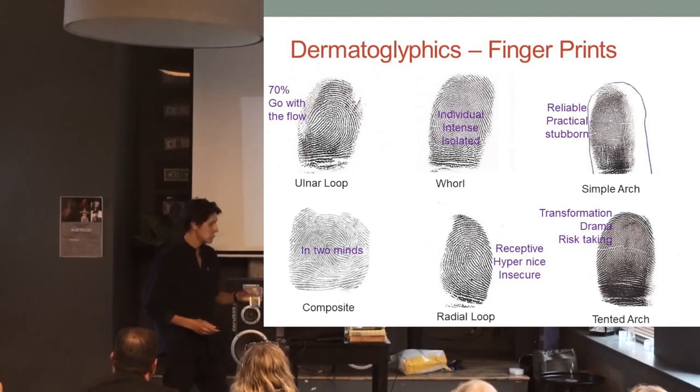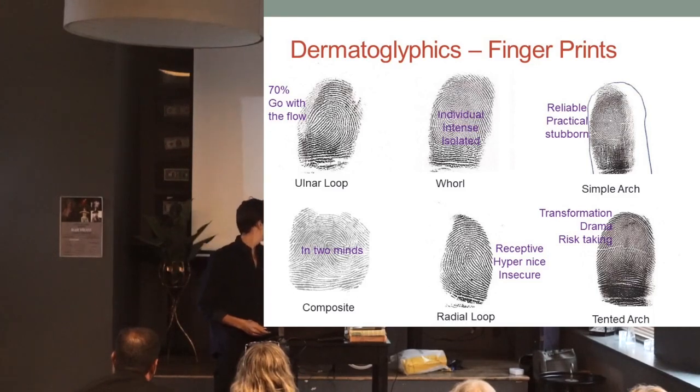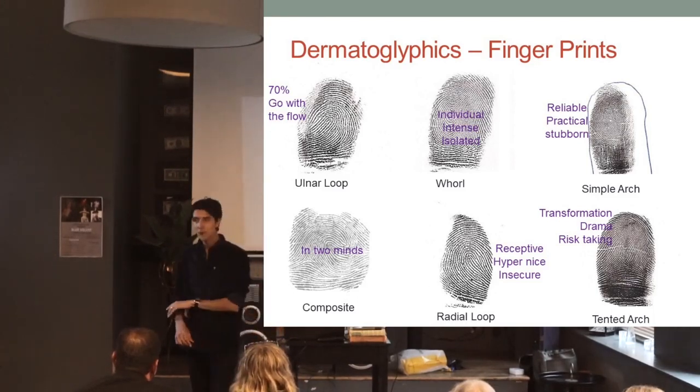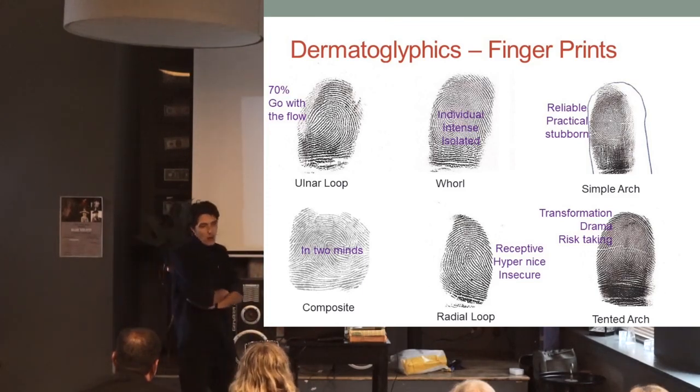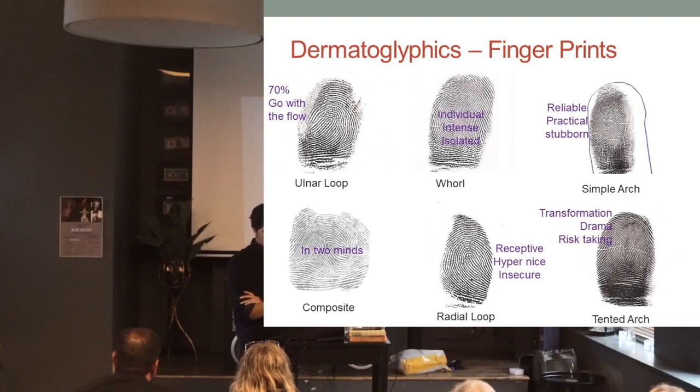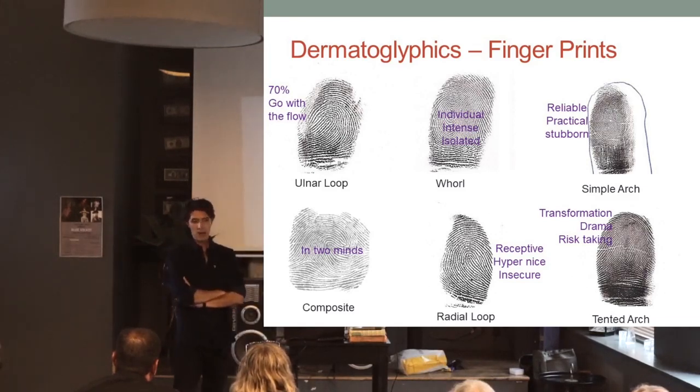And you're all going to have a mixture of all of these. It takes a bit of getting used to be able to identify these. You kind of need to have a knack and know exactly what you're looking for. So ulnar loops are the most common. I think I've got some details about these. Yeah, ulnar loops are the most common. About 70% of prints are ulnar loops.